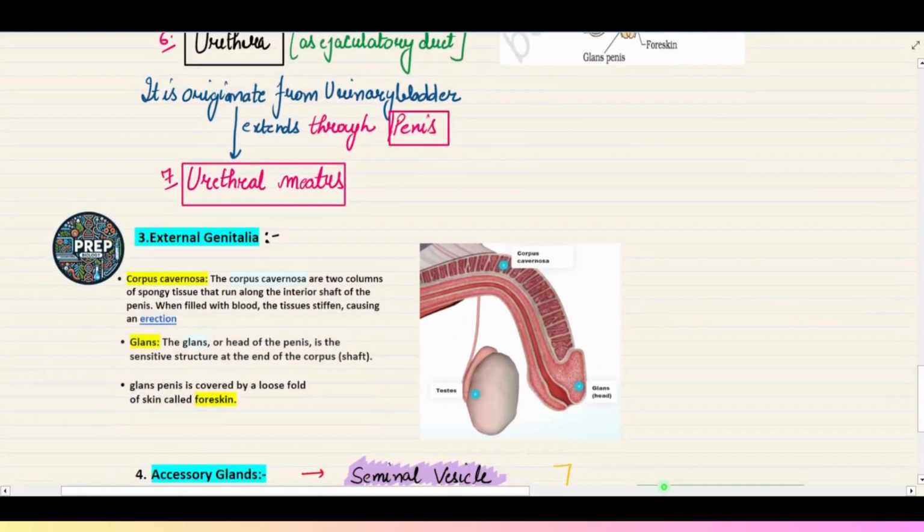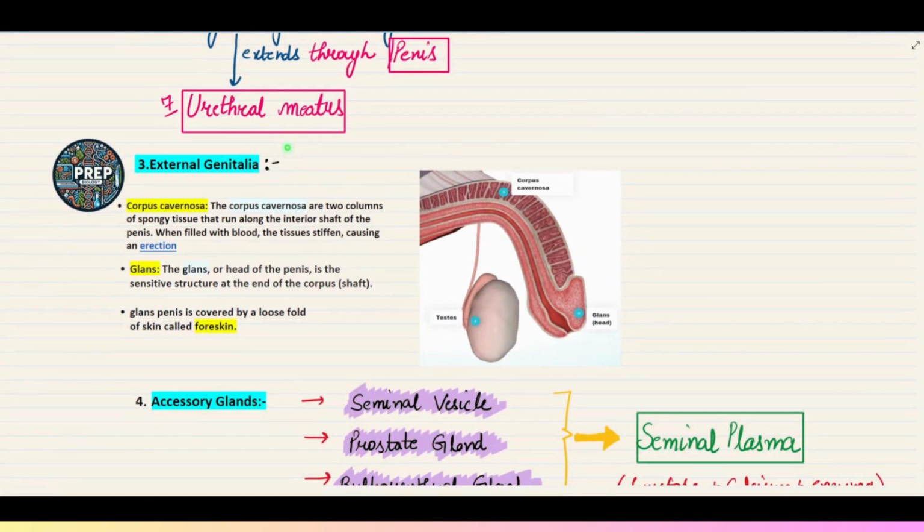Next, the secondary sex organ of the male is the external genitalia. External genitalia is mainly the penis. This is the structure of the external genitalia. These are the pair of testes, this part is the urethra, and the last part is the penis.